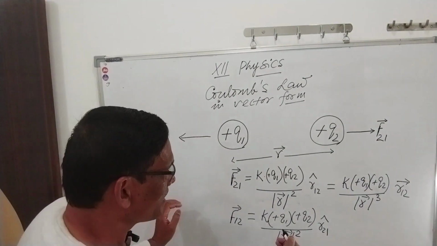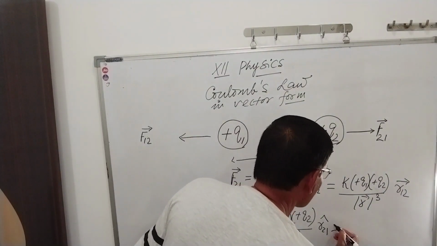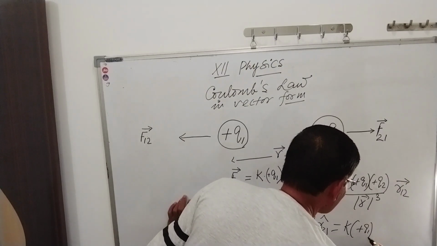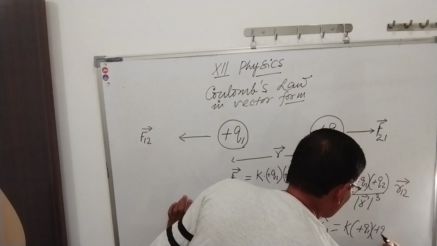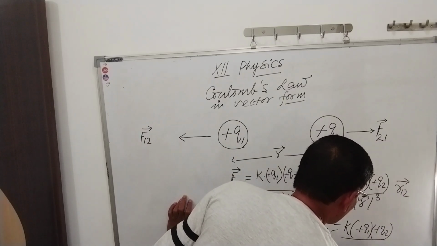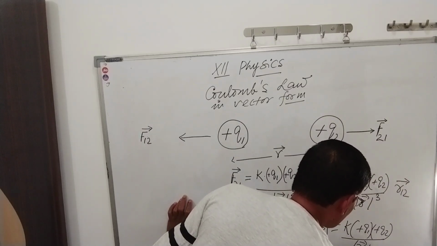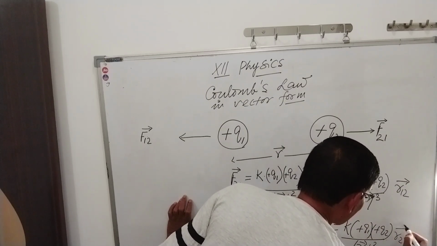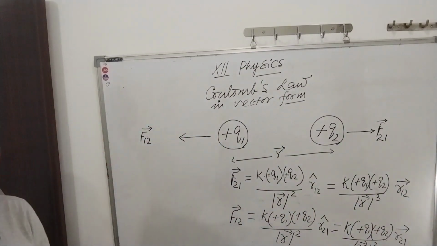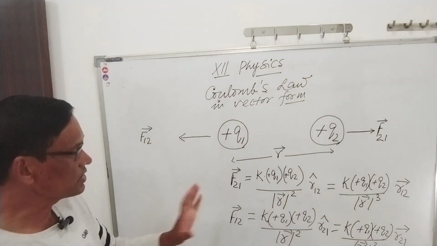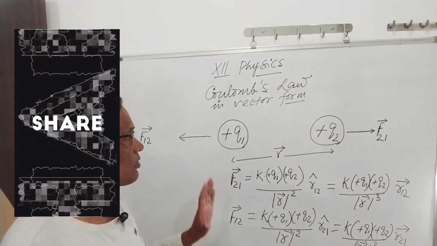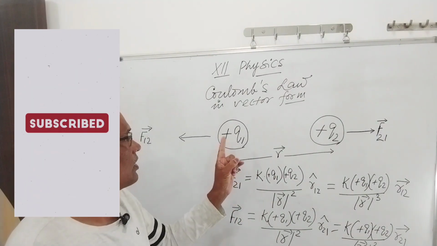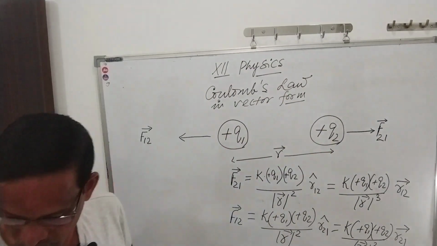Right? Same way, here also you can write this as K times positive Q1, positive Q2 upon R magnitude cube with R 2 to 1 vector. Right? So this is how you are going to represent the Coulomb's law in vector form for two positive charges.